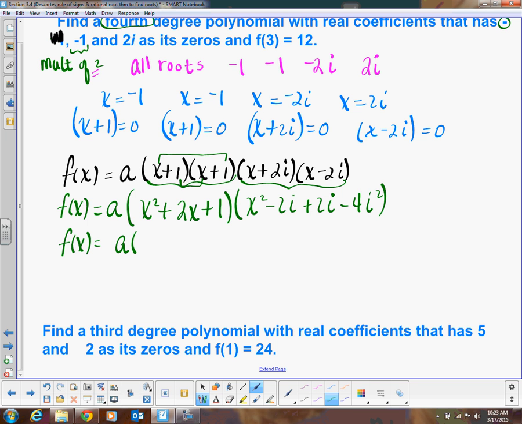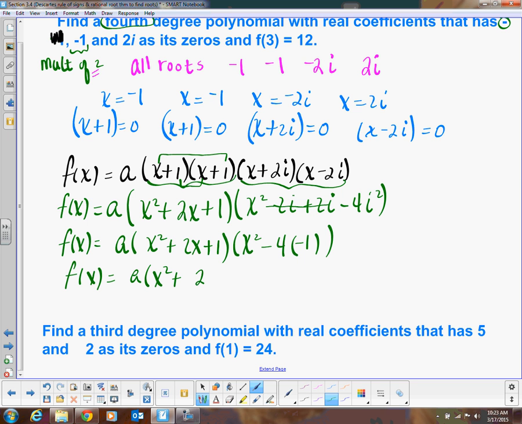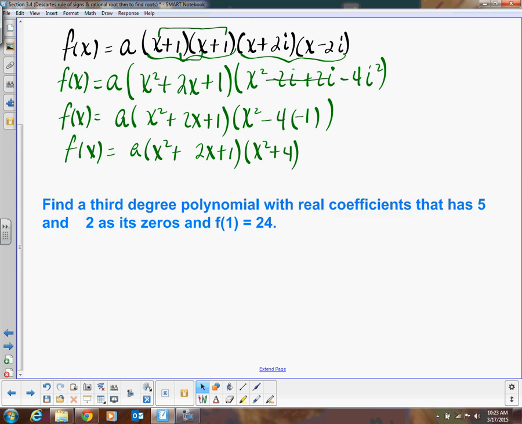This is a times x squared plus 2x plus 1. All right. So this is x squared. If this doesn't happen, you messed up. And that's going to be minus 4. What is i squared equal to? A negative 1. So you're going to have f of x is equal to a times x squared plus 2x plus 1 times x squared plus 4. All right. Now, what do we do?